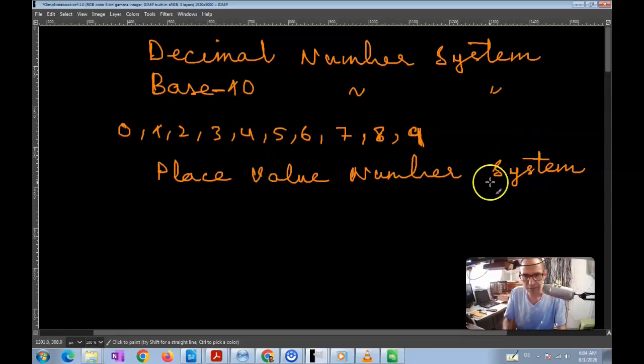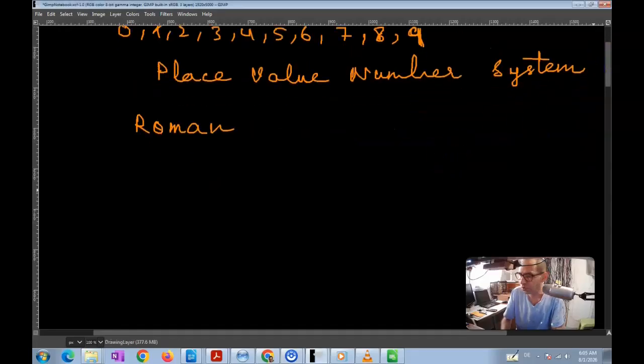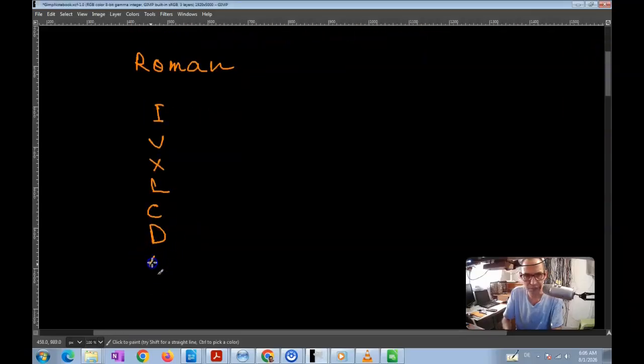The decimal number system is a place value number system. But we have some other number systems that are not place value number systems, for example, the Roman number system. In the Roman number system, you have all of these different characters that you use in the number system. Let me show you. These characters are I, V, X, L, C, D, and there is also an M.